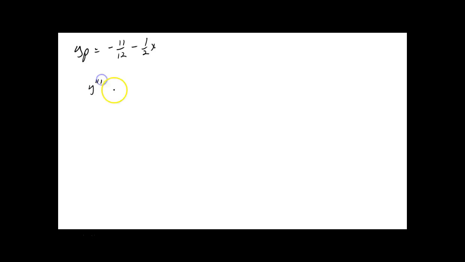y triple prime minus 6y double prime, this looks pretty familiar, doesn't it? Plus 11y prime minus 6y is equal to 3x. Now I think we had that exact equation.